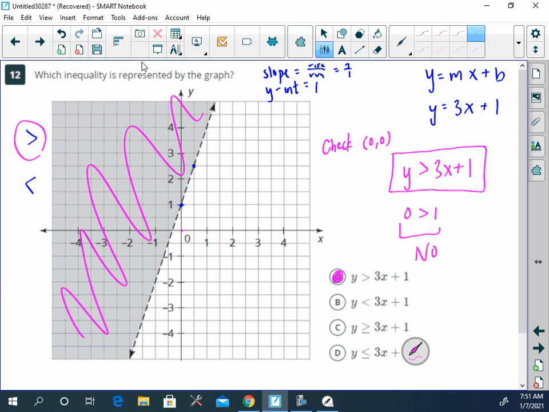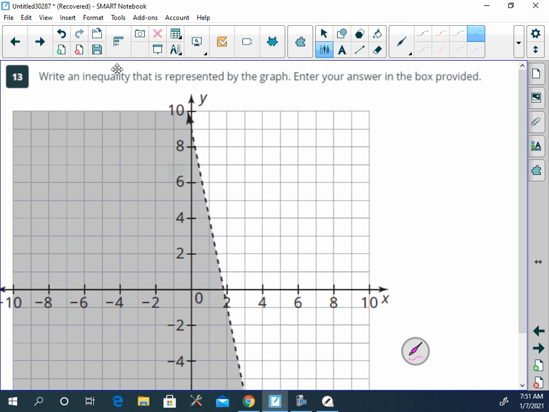Okay, and then 13 is the same idea. 13 just doesn't give us the multiple choice to pick from, so we're going to do the same thing. We're going to check for our slope and our y-intercept. And I always start with the y-intercept because on the y-axis here, it's at 9. That kind of gives me a basis for my slope. So the y-intercept's 9. And then I try to find another spot where it crosses at the corner, which would be like here, I would say.